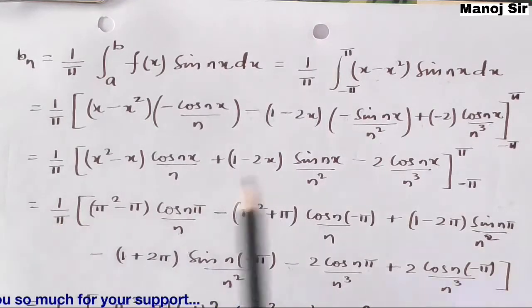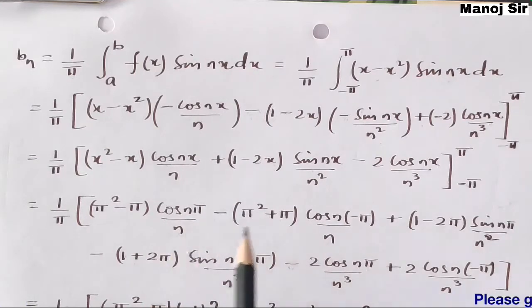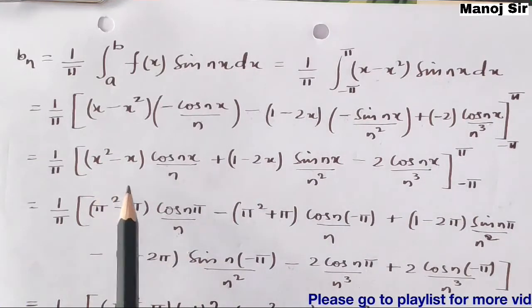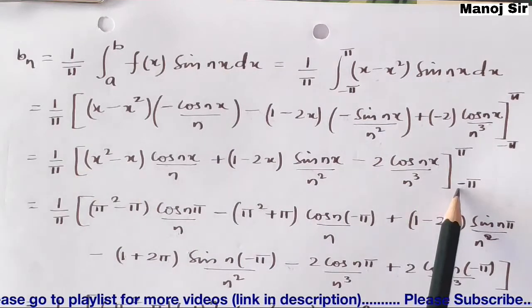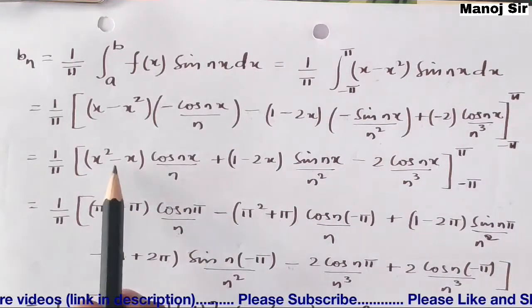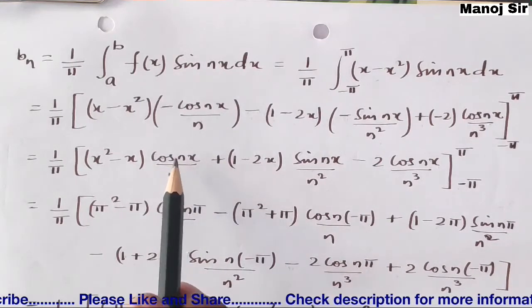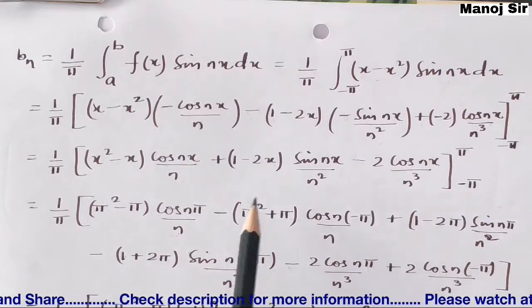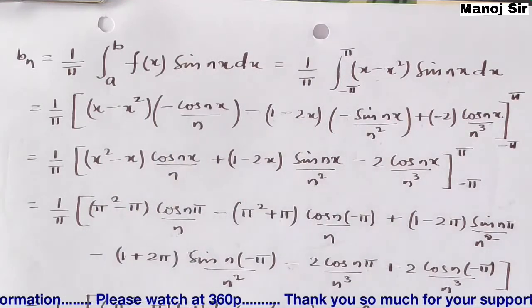So this is going to be 1 upon pi as it is. Upper limit, that is pi square minus pi into cos n pi upon n. Now lower limit, so this is going to be upper limit minus lower limit. In place of x, we need to write minus pi. So this is going to be pi square minus of minus pi, that is plus pi, into cos of n minus pi upon n. So this part is over for the first term.